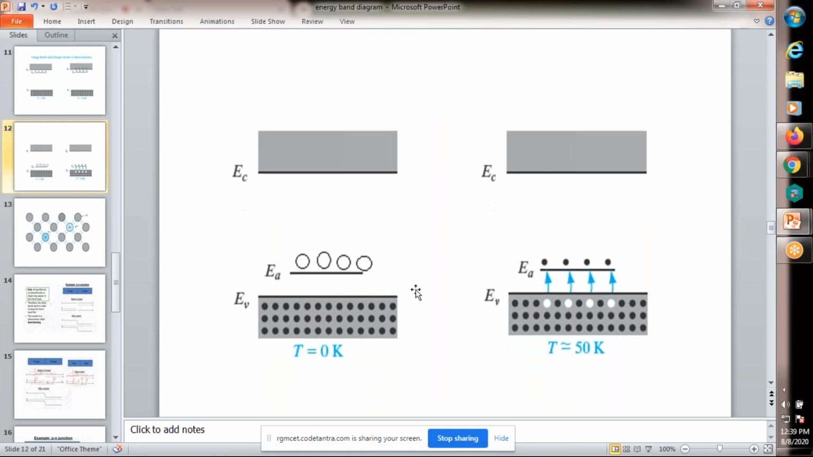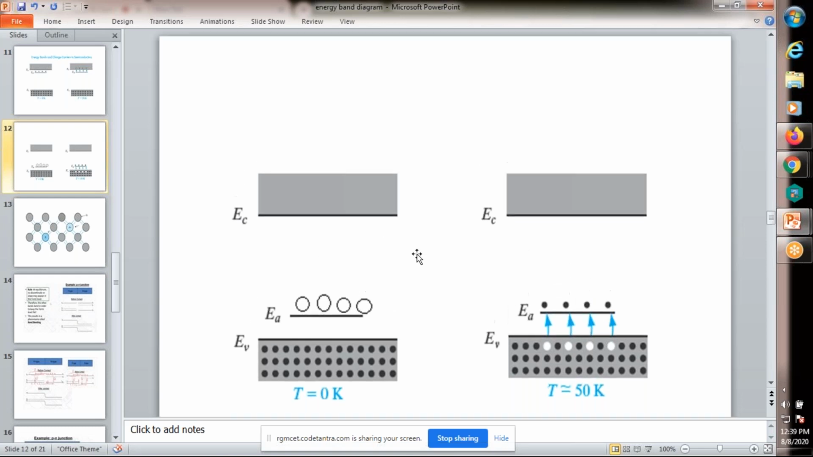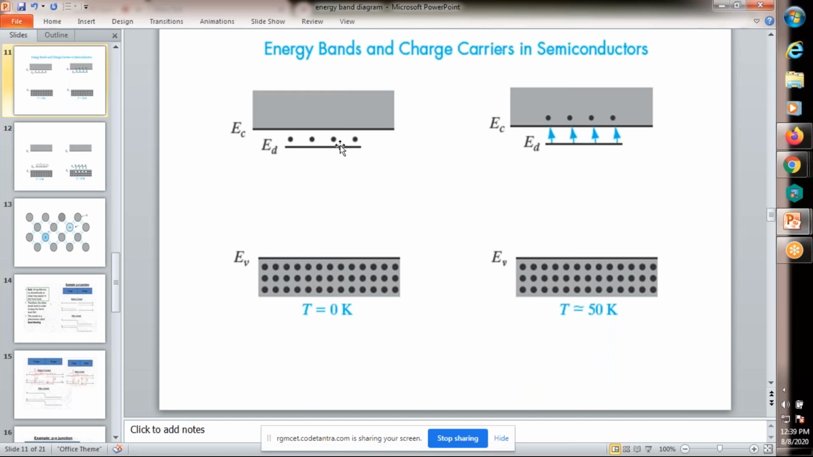Now coming to the P type. P-type material has acceptors. By adding acceptor atoms, what happens? They create an energy state near the valence band. Observe here, in the previous case, what was it? Donor atoms. Their energy states are near the conduction band. Why? Because they donate electrons, so the energy state is near the conduction band.